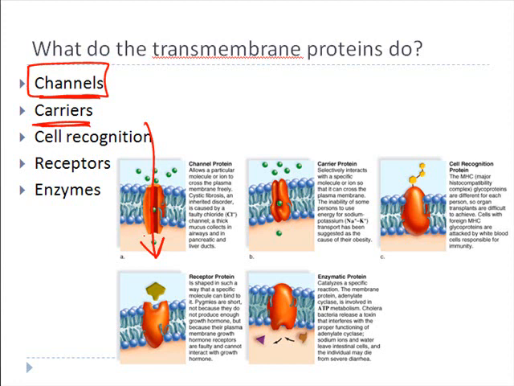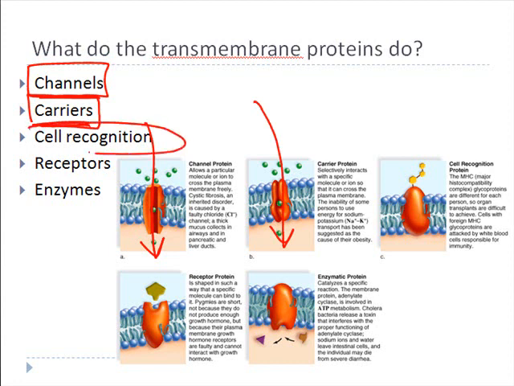It's highly specific. Channels are usually pretty much always open, although there are some that are gated, meaning they have a door on them or a gate. Carriers are a variation on channels that help to move items across from one side of the membrane to the other, but they are not in an open position all the time.